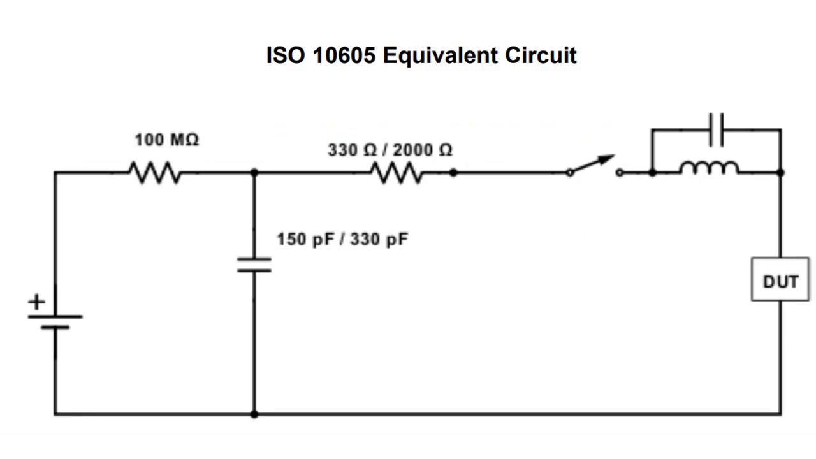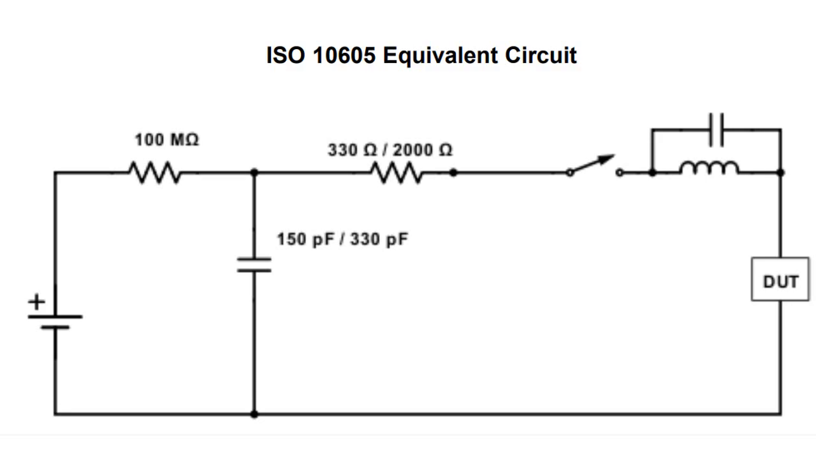ISO 10605 testing uses two different resistors, 2 kΩ and 330 Ω, to simulate different types of ESD events. The 2 kΩ resistor represents a human body discharging directly through the skin, while the 330 Ω resistor simulates a human body discharging through a metallic object.